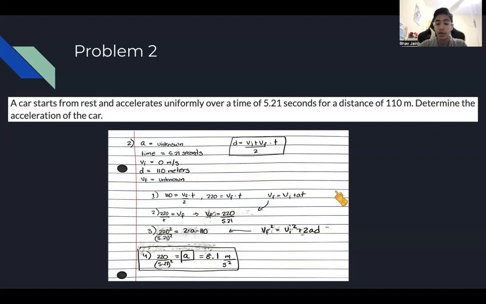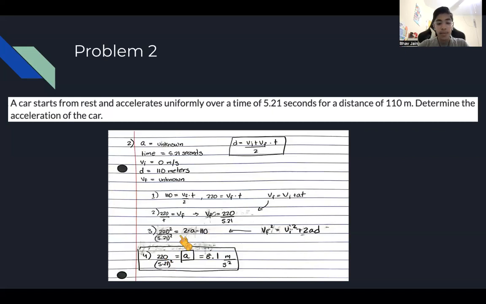We're going to leave the final velocity in this form and now use the next kinematic equation to solve for what we're actually solving for, which is the acceleration. The final velocity squared equals the initial velocity squared plus 2AD. Because we know the final velocity, we can just substitute it into here and square the numerator and denominator, and it equals 2 times the acceleration times the distance, which we know equals 110.